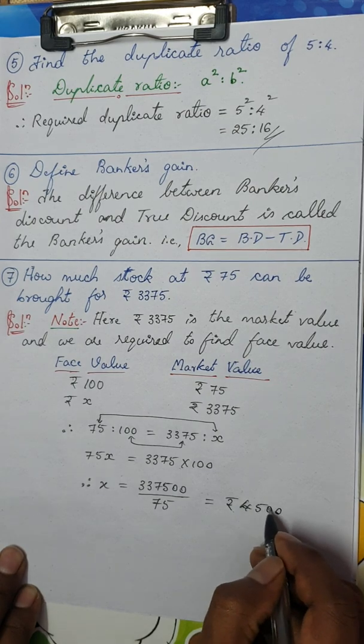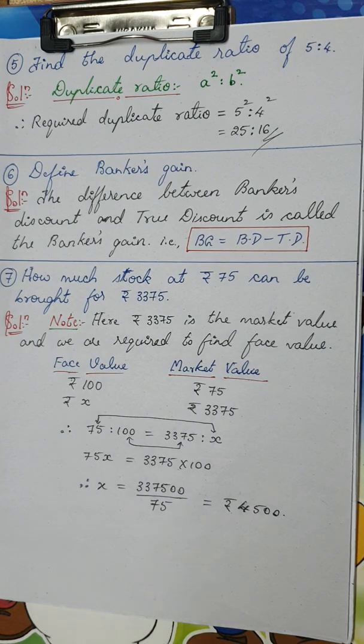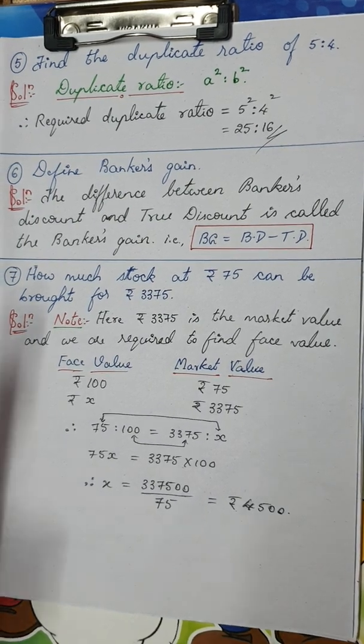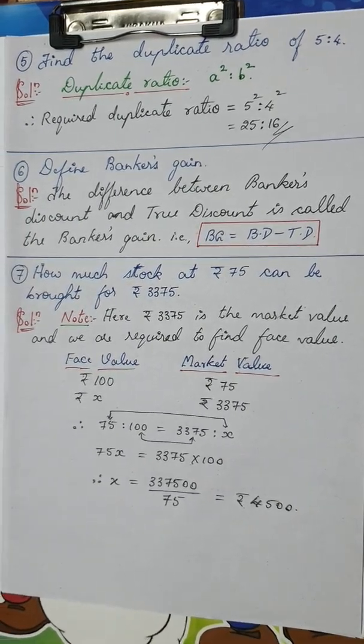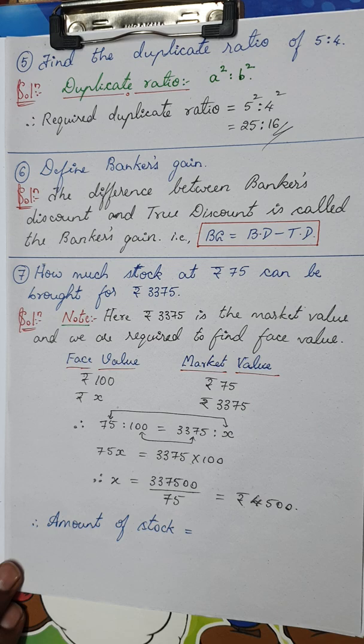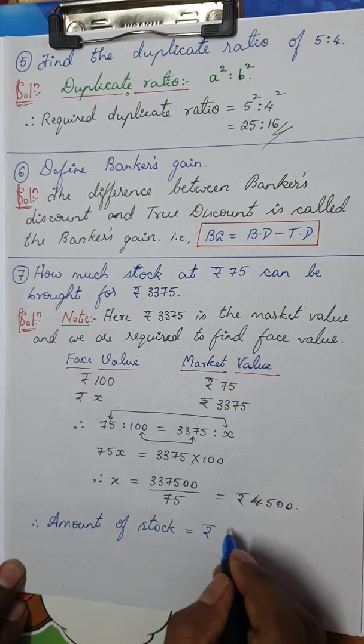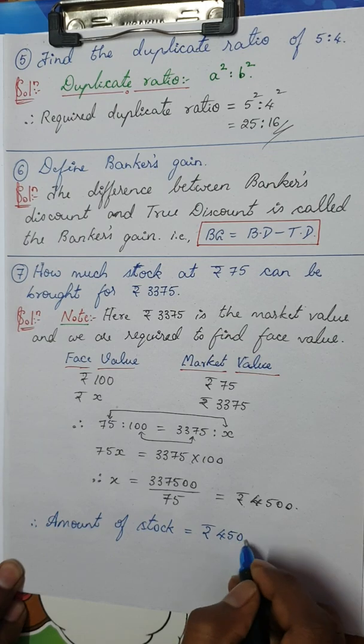This is actually a straightforward question from your exercise. You have this question in your exercise as a direct question. So this is actually the working. I just gave you the working so that you can understand the systematic way of solving it. Therefore the final conclusion is the amount of stock is equal to rupees 4500.